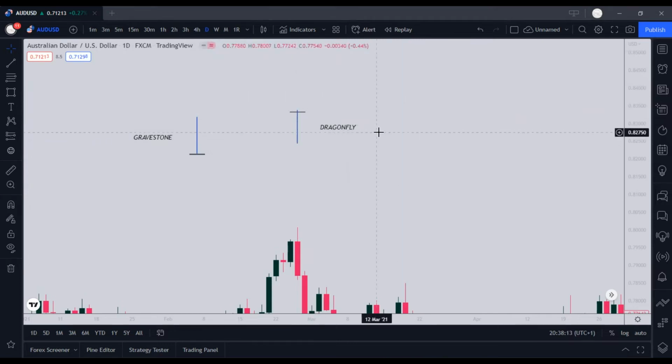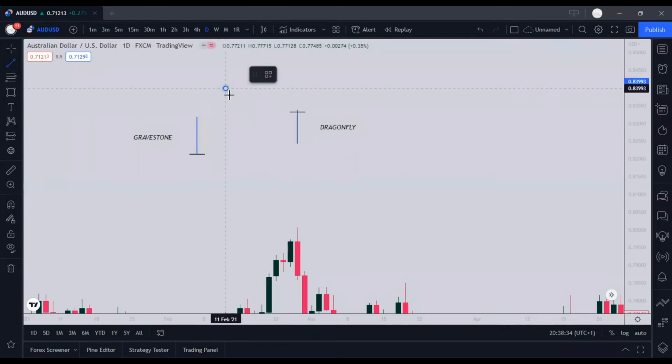I'm sure advanced traders who are here will understand this perfectly, but the beginners should also get it. Beginners, just get a name, identify it very well. As we progress, we're going to understand it clearly. So we have this gravestone, the dragonfly, they're all what? Doji. These are types of what? Doji.